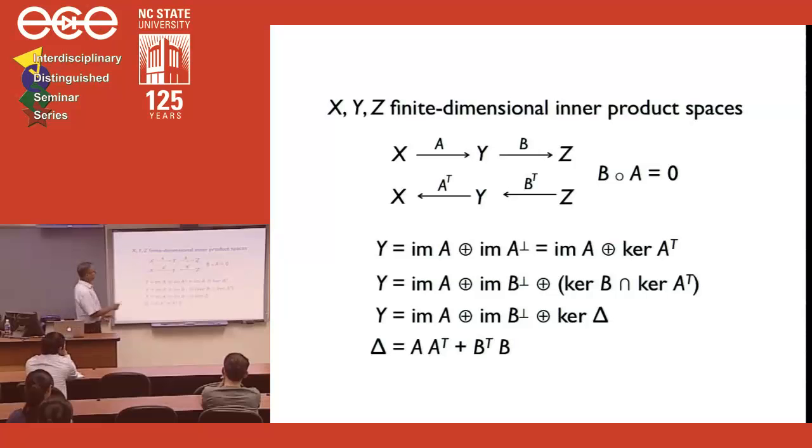So you have two things. All you need is that A followed by B should be 0. Therefore, the transpose is that B transpose followed by A transpose is 0. Then if you have such a situation where A followed by B is 0, you have the decomposition of the middle guy into three pieces. There are the gradients, the curls, and the harmonics.